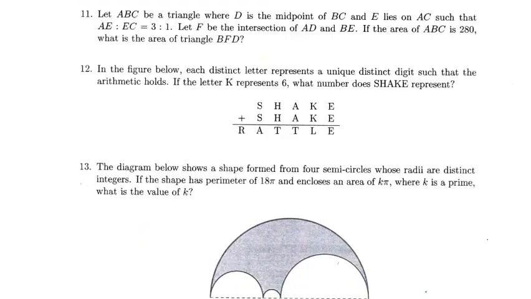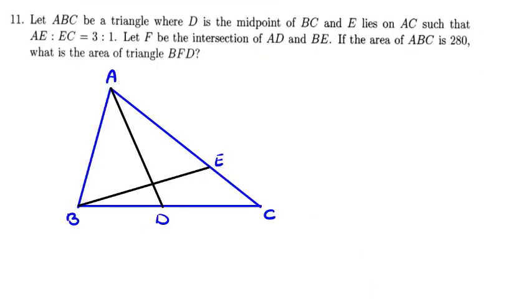SMO 2020 Junior Section First Round, problem number 11. Let ABC be a triangle where D is the midpoint of BC, so BD equals DC, and E lies on AC such that AE over EC is 3 over 1, so we call these 3x and x. Let F be the intersection of AD and BE. If the area of ABC is 280, what is the area of triangle BFD, this one?